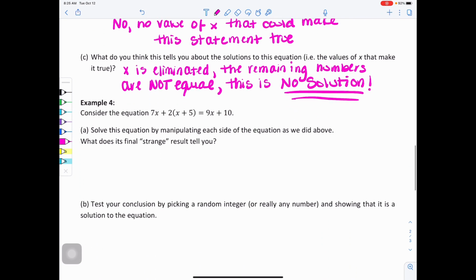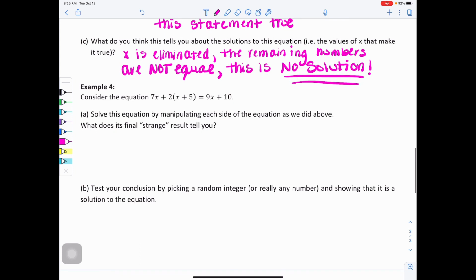So now let's move on to our last example, which is example 4. Consider the equation. We're starting up here. It says, A, solve this equation by manipulating each side of the equation as we did above. What does its final strange result tell you? So knowing the steps that we've been practicing in solving an equation, we know the first thing we should look for is distributive property. We do see that there, so this is going to become, and I'm just going to work down here, 7x plus 2x plus 10 equals 9x plus 10.